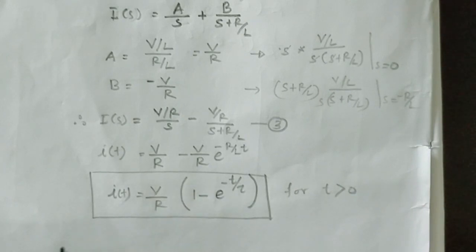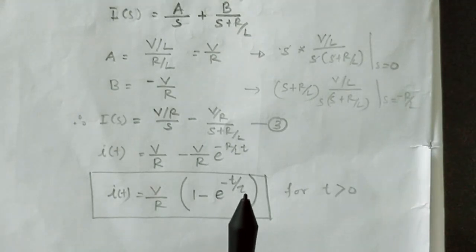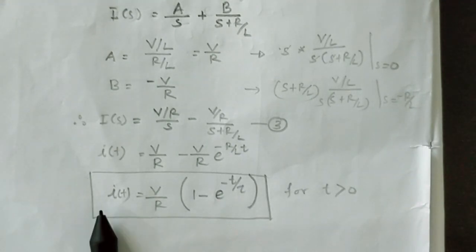That response is the steady state response. Corresponding to steady state, the current is V by R. Corresponding to the transient, a decaying component will be there. For any time t greater than 0, we can obtain the current through this inductor using this expression.